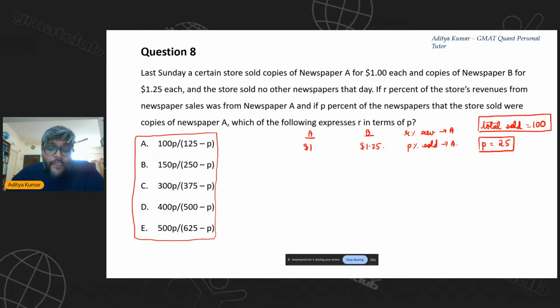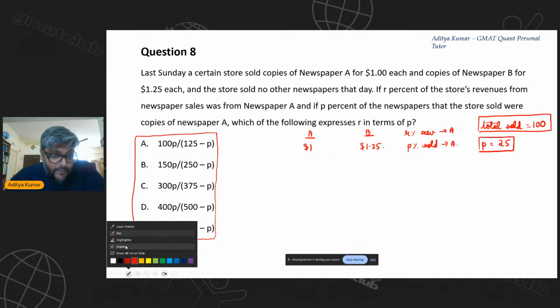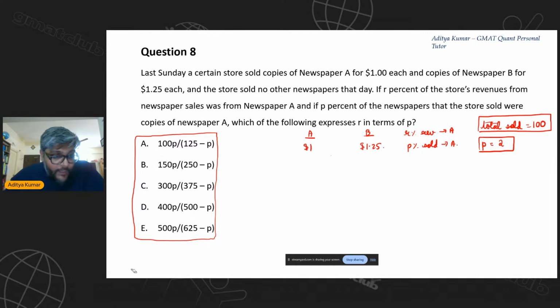I wouldn't take 50 because 50 would make both equal. I want to keep numbers as different as possible. Actually, to be very truthful, since I have a 1.25, I think 20 would be a better value, because then if I do 80% of 1.25, it'll get me a whole number value. So this is why you have to be smart with the values. When you're working with values, you have to try to pick values which make your life simpler. So I took the total sold as 100. I'm taking P as 20. So P percent of those sold were for A. So 20, and this is 80.